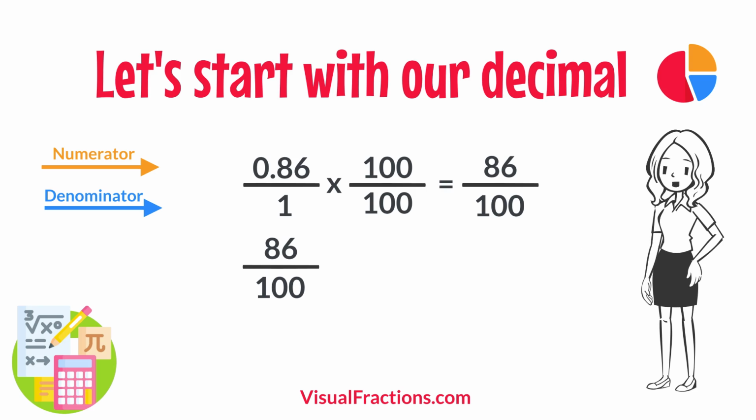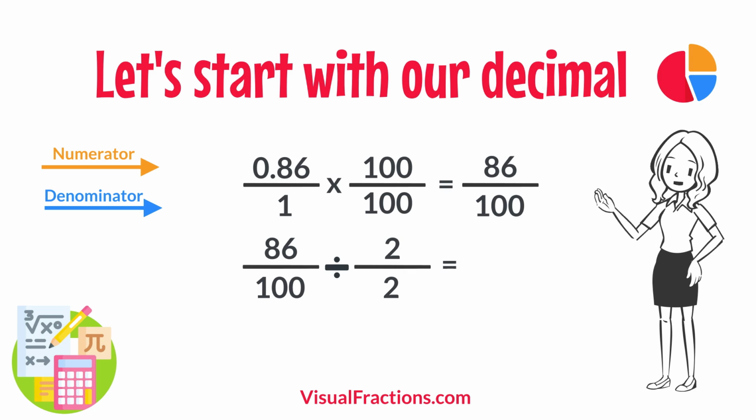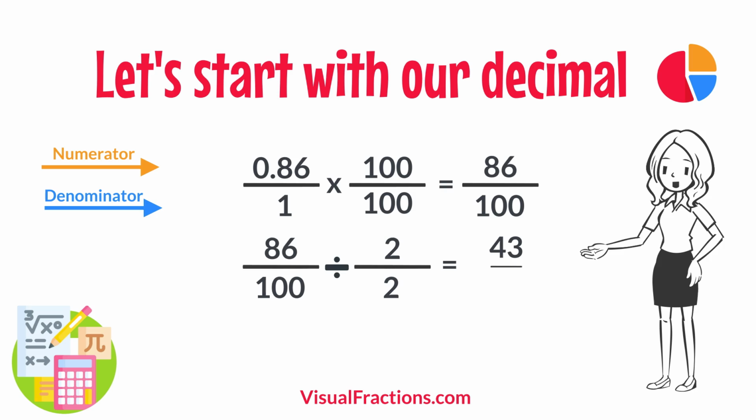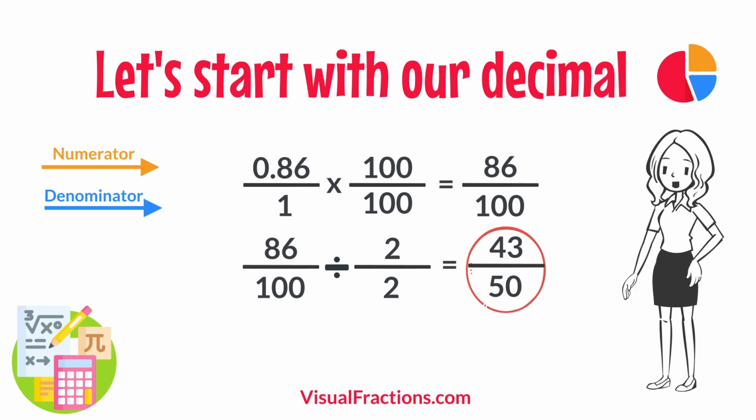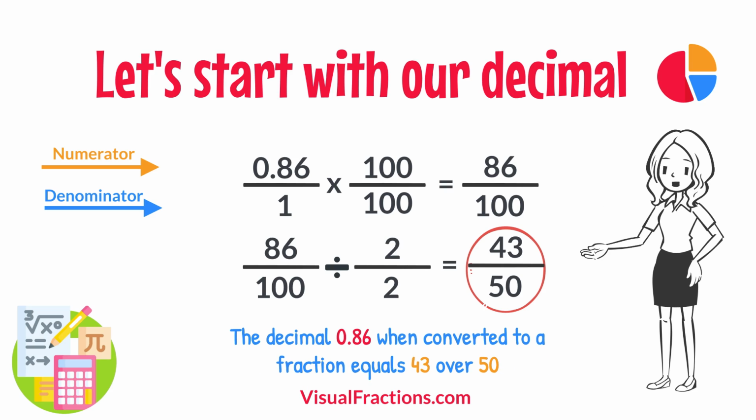Next, we simplify. Both the numerator and the denominator in 86 100ths are divisible by 2, the greatest common divisor. Divide 86 by 2 to get 43, and divide 100 by 2 to get 50. So, 86 100ths simplifies neatly to 43 50ths. And there you have it. The decimal 0.86 when converted to a fraction equals 43 50ths.